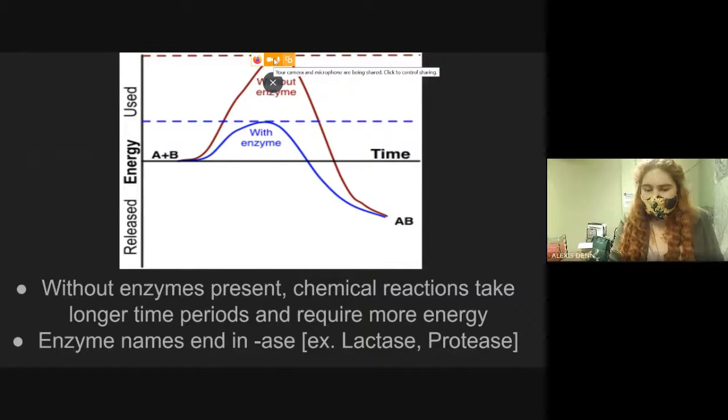Enzymes decrease the amount of energy needed to start a reaction, which means they decrease the amount of heat, saving your life. Most of the chemical reactions that occur in your body could not occur without enzymes. They would take too long and they would require too much heat because our body temperature is consistent.